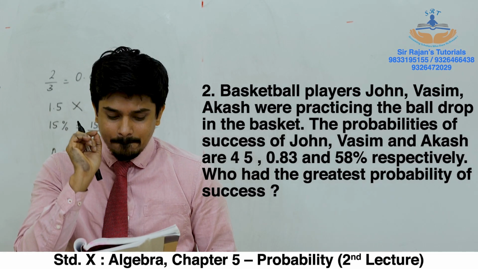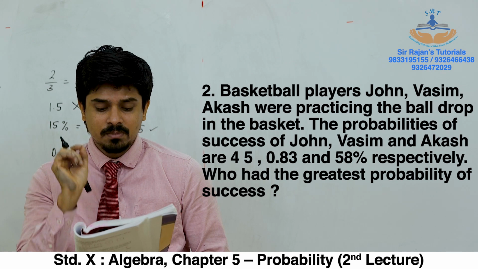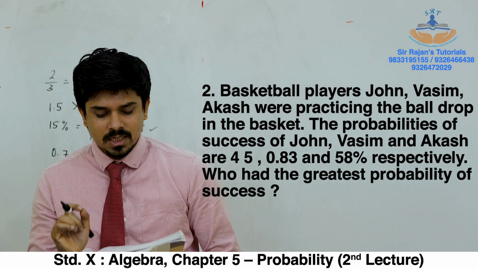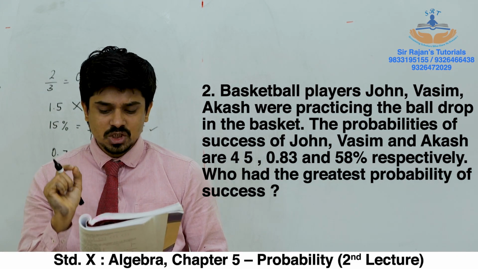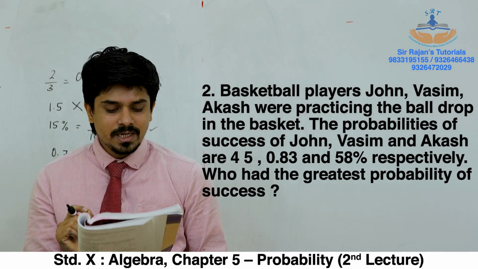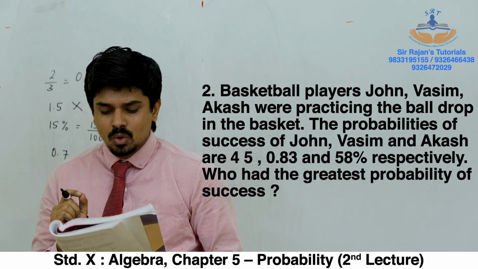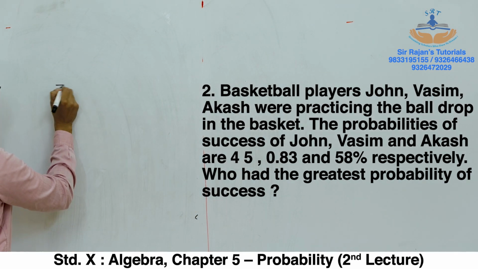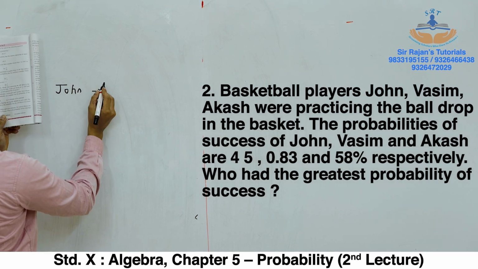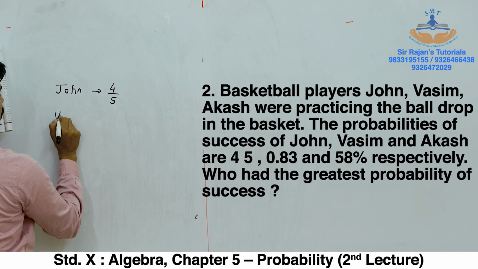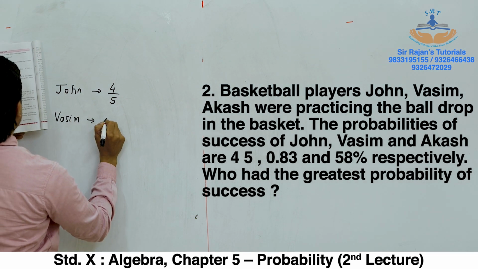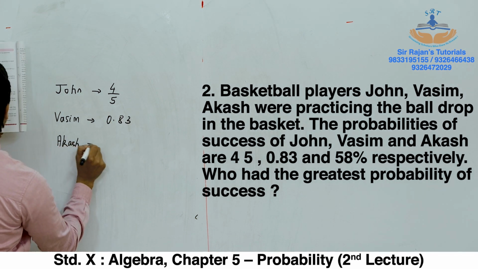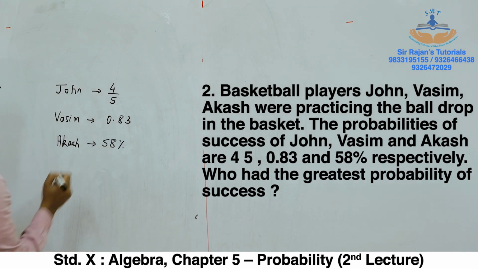Question number 2 देखो. Basketball players John, Wasim, Akash were practicing the ball drop in the basket. The probabilities of success for John, Wasim and Akash are 4 upon 5, 0.83 and 58% respectively. Who had the greatest probability of success? Okay. अभी, in this case, John का probability they are saying it is 4 upon 5. Wasim का probability they are saying it is 0.83 and Akash का probability they are saying it is 58%.